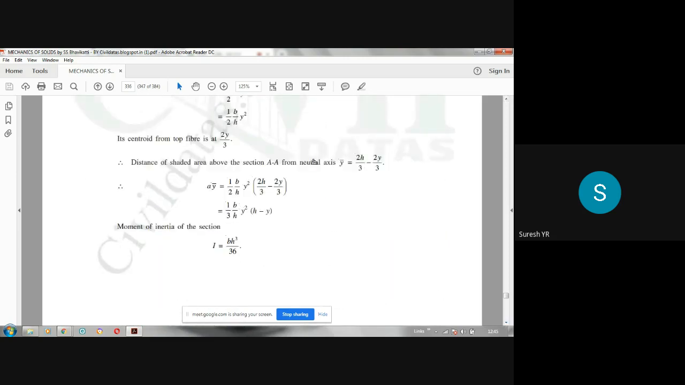Now you can substitute in that formula. So a into y bar. So a is this, half into b by h into y square. Y bar is this, multiply that. So a into y bar, and simplify, you will get this.